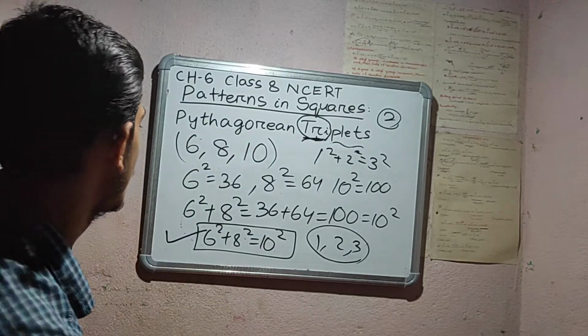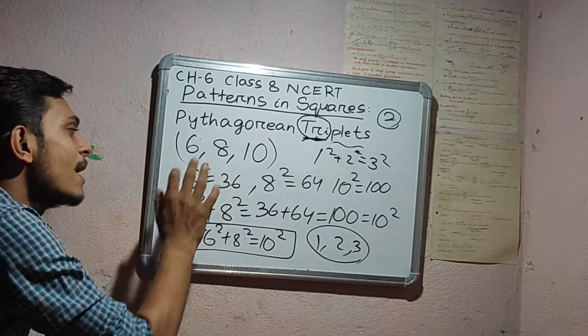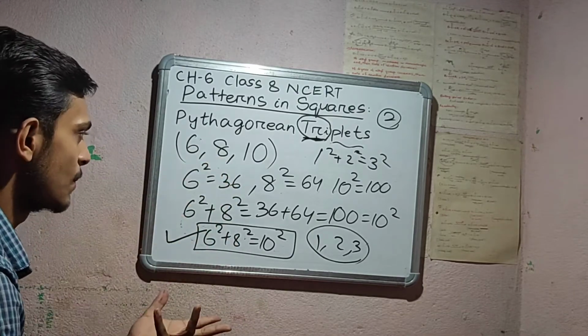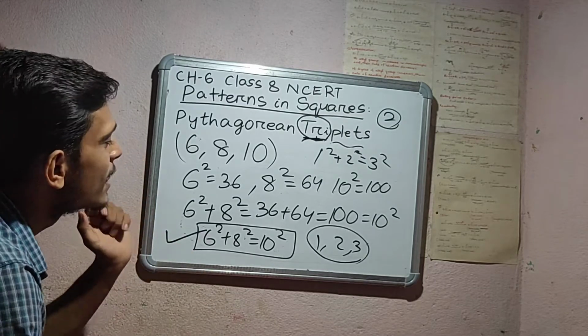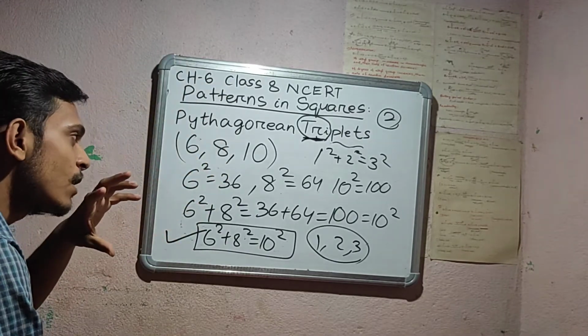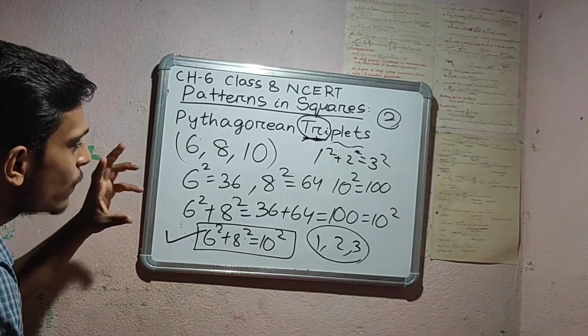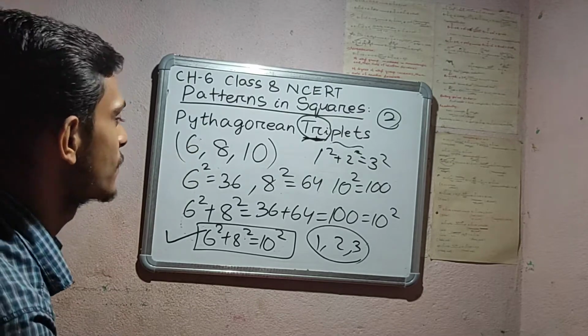Out of the three numbers, one number is given, and we have to find the other two. There are many examples given in the textbook, but before going to these problems, we have to know the formula for finding Pythagorean triplets.